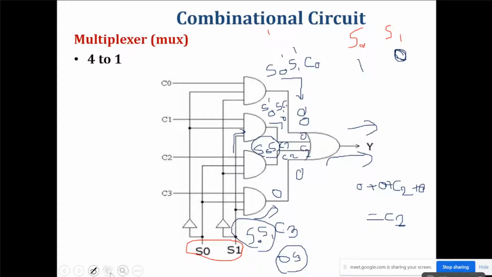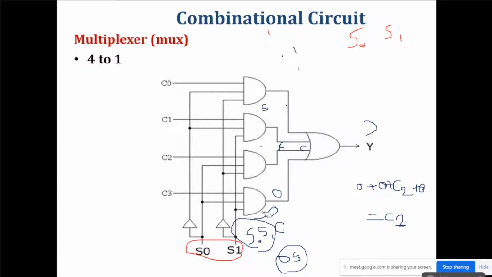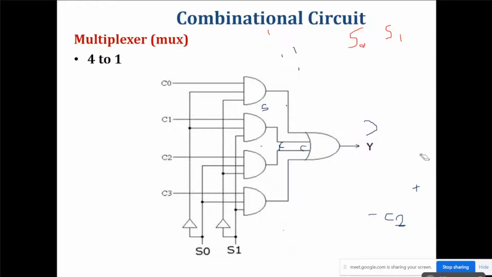If the combination is 1 1, we can check here. If the combination is 1 1, we can observe that.